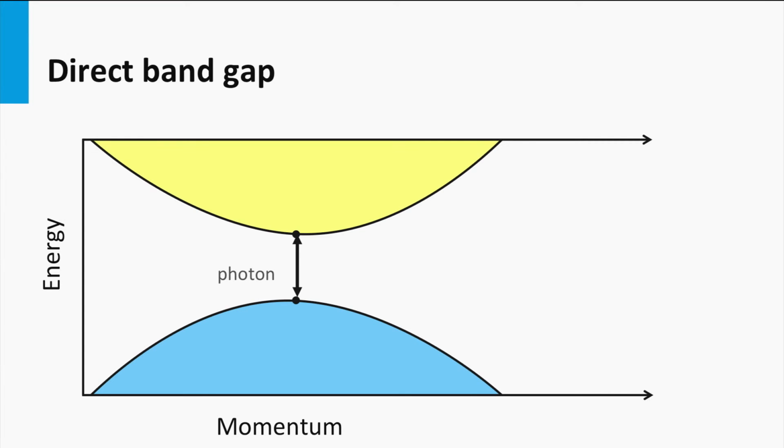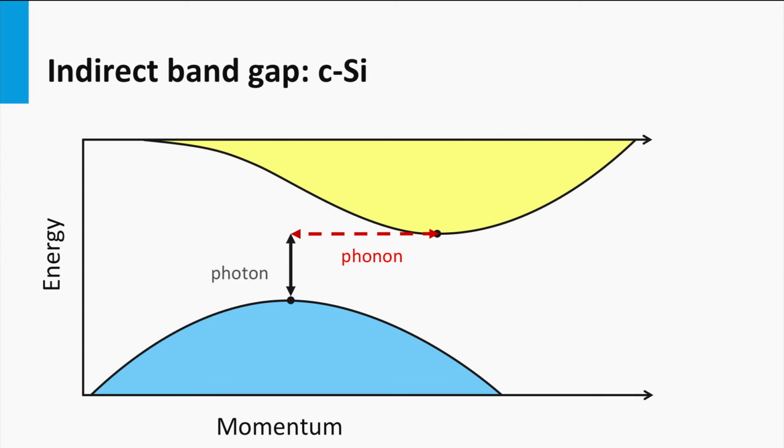The same concept makes the reverse process of radiative recombination more likely to happen in a direct bandgap material. In an indirect bandgap material, additional momentum is required to make the electron and hole recombine. Crystalline silicon is an indirect bandgap material.